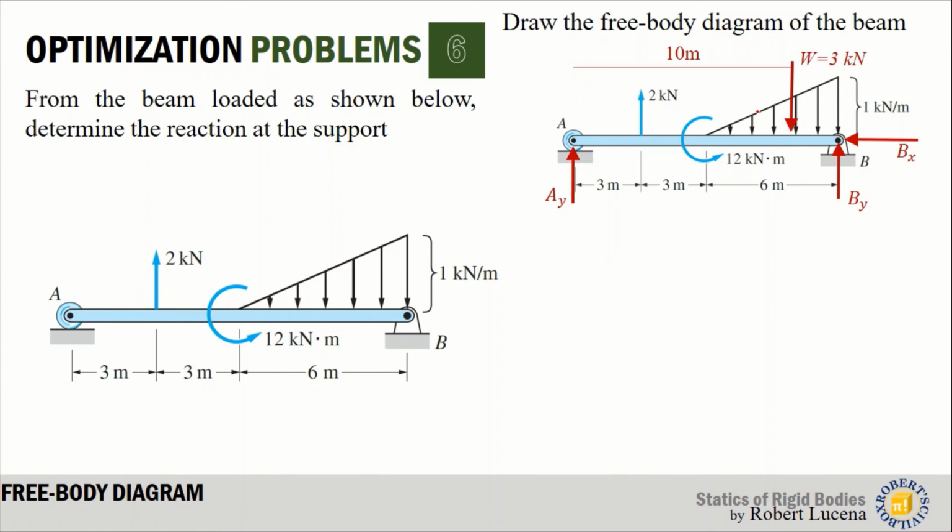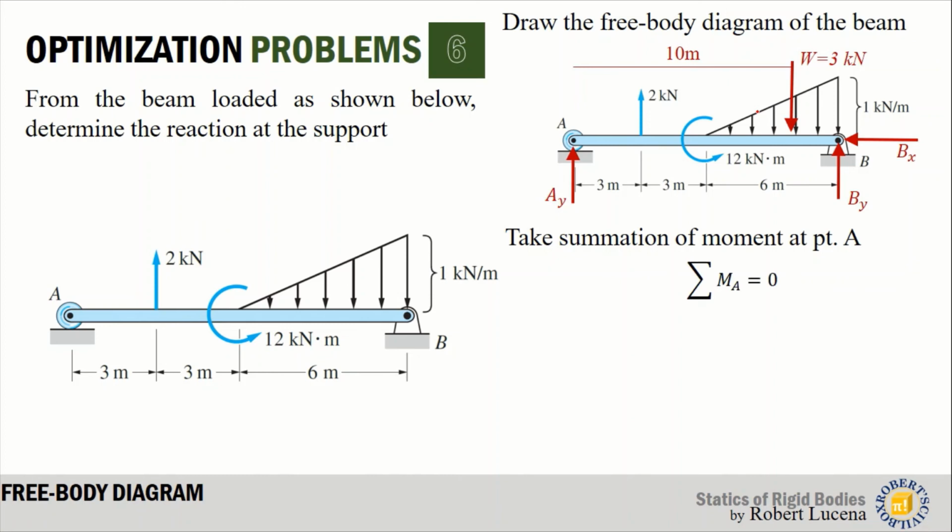Now, there are 3 unknowns and we need to choose wisely what equation of equilibrium we will be using for us to get these 3 unknowns. So by taking summation of moment at point A, that makes us eliminate Bx and Ay. And we are left with one unknown in our equation, and it would be By.